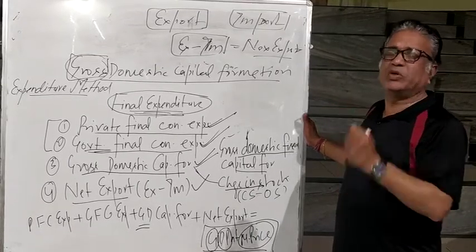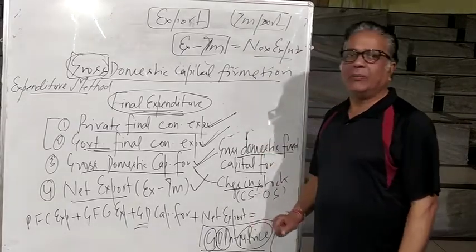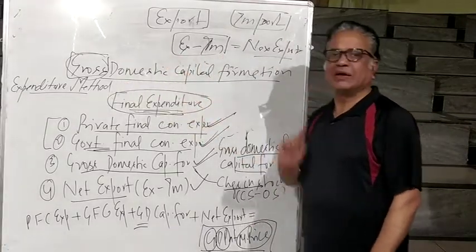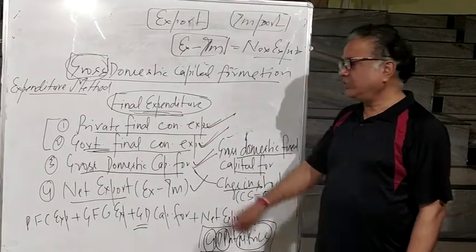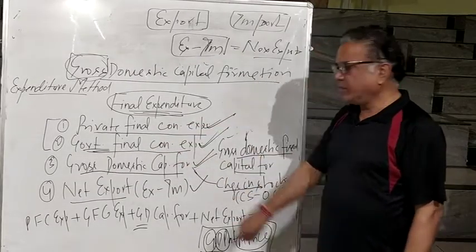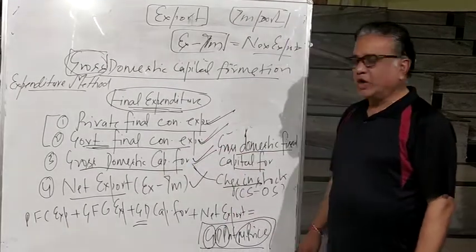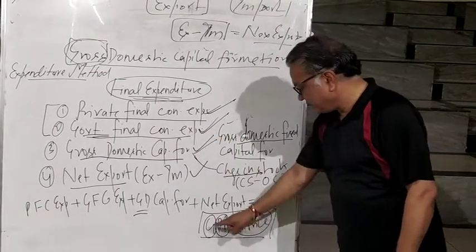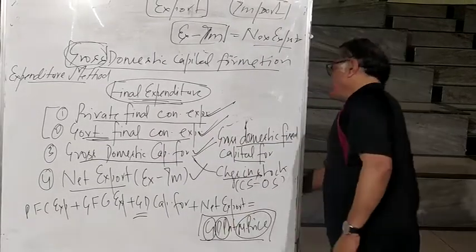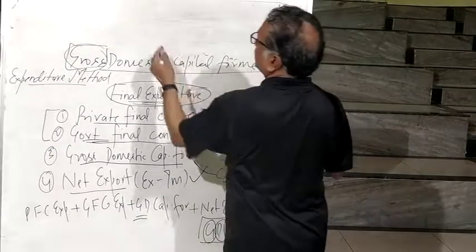For example, in the exam you are asked to calculate national income using the expenditure method. First what will you do? First you will trace this item. Then you will search this item. Then you will search this item in the paper. Then you will search the fourth item. What will you do? You will add all these values. What will you get? GDP at MP. And once you get GDP at MP, what do you have to calculate? You have to calculate national income.